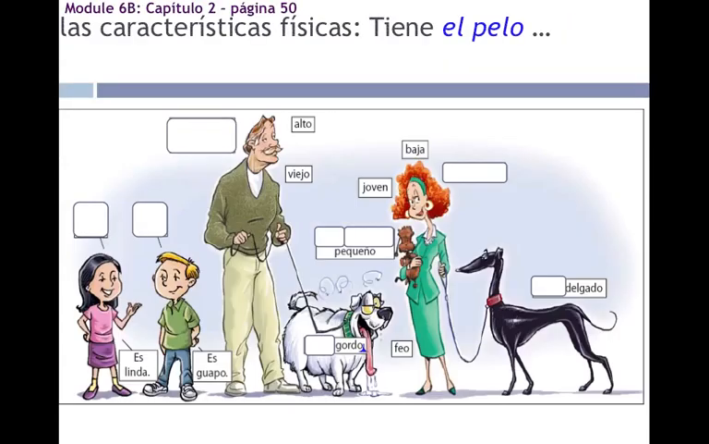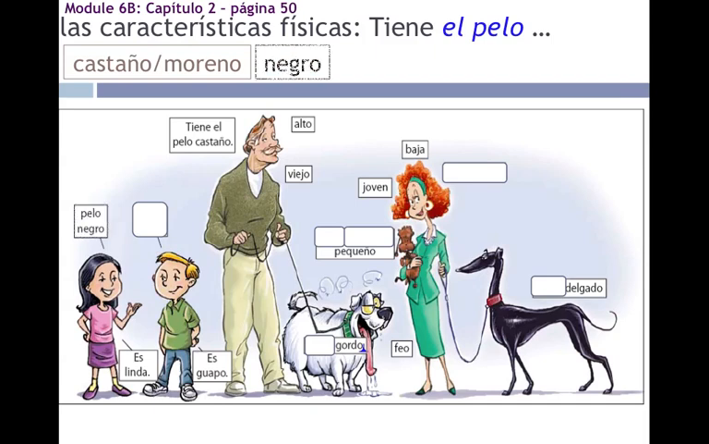Un repaso de los colores del pelo. ¿Cómo se dice he has brown hair? Él tiene el pelo castaño o tiene el pelo moreno. How about black hair? El pelo negro. Blonde hair. El pelo rubio.